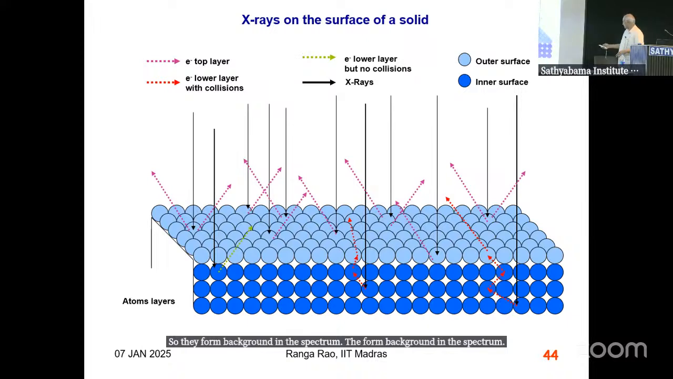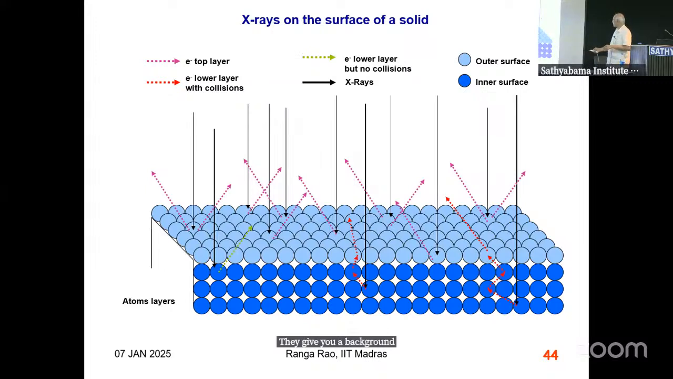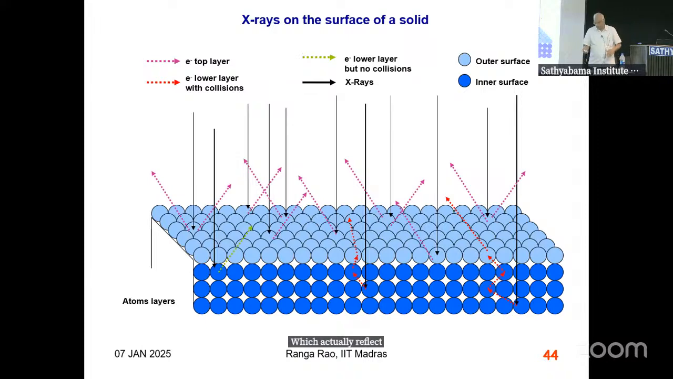So what is important here is just to say outer surface, inner surface. These inner surface electrons are also coming out, but they don't give you a clean spectrum. They give you background. Whereas the electrons which are coming from the top layers, 1 or 2, 3 layers, are the ones which contribute to the correct spectrum, which actually reflects the elements present in the sample.